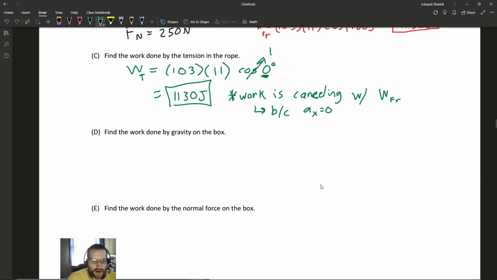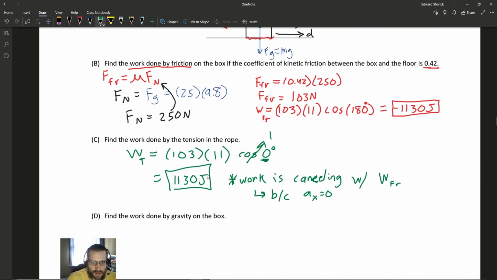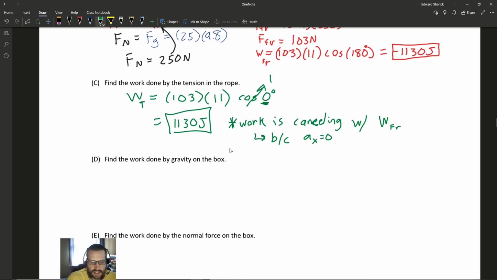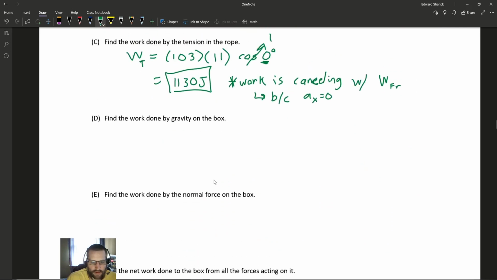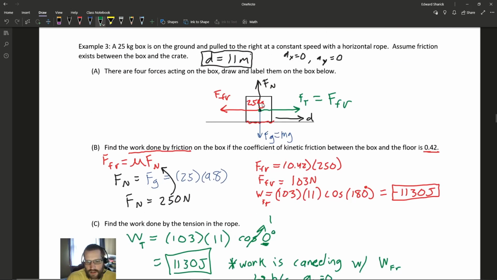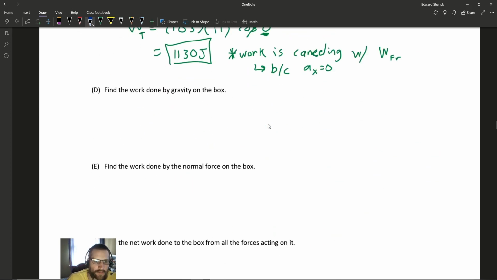All right, and then the last parts D and E should be pretty straightforward, actually. If you remember what we talked about yesterday, it says find the work done by gravity and by the normal force. Now, all you have to actually look at here is these angles. The normal force's angle with the distance is a 90-degree angle. It's perpendicular. Gravity's is -90 or 270. And anytime you plug those angles into cosine, you're going to get 0.